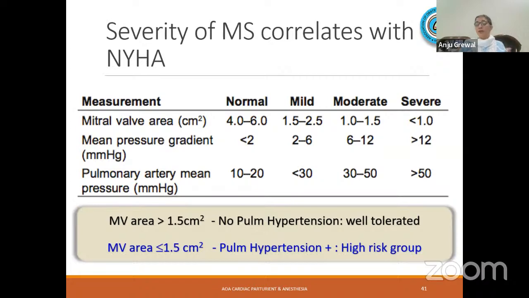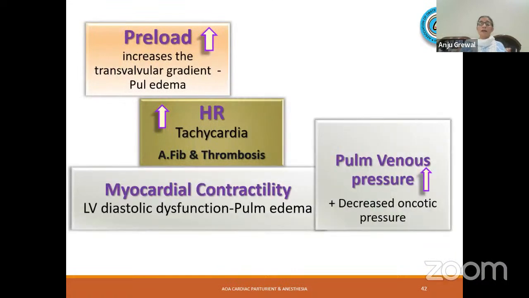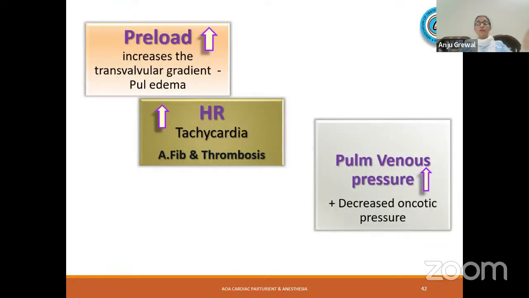And this mother would be moving into a high-risk group where you need to look at this cardiac grid and remember that in mitral stenosis, we are looking at a further increase. If this mother is preload sensitive and therefore cannot tolerate this preload, there would be an increase in the transvalvular gradient, which will predispose this mother to pulmonary edema.